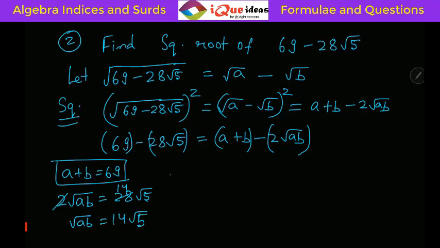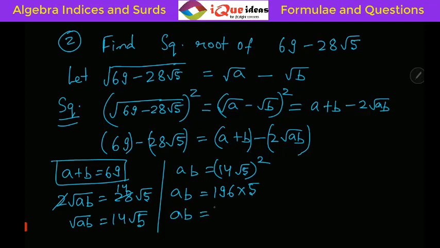Now from here, if you square, you will get AB equal to the square of 14 root 5. Alright. Now AB equal to 14 square is 196, root 5 square is 5. So AB equals 196 into 5, which is 980. So we have two equations again. A plus B is 69, A into B is 980. And we have to find the values of A and B.